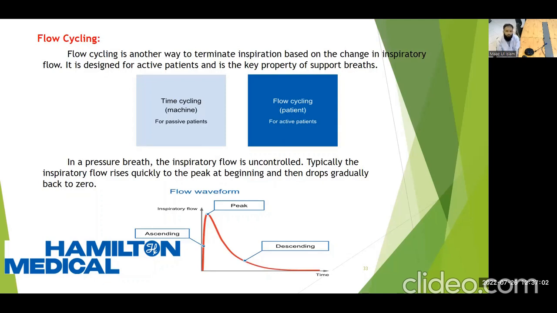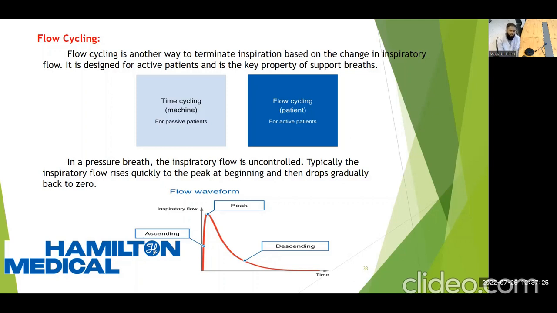Now flow cycling. Flow cycling is another way to terminate inspiration, based on the change of inspiratory flow. It is designed for active patients and is the key property of support breaths. Time cycling is for passive patients, flow cycling for active patients.